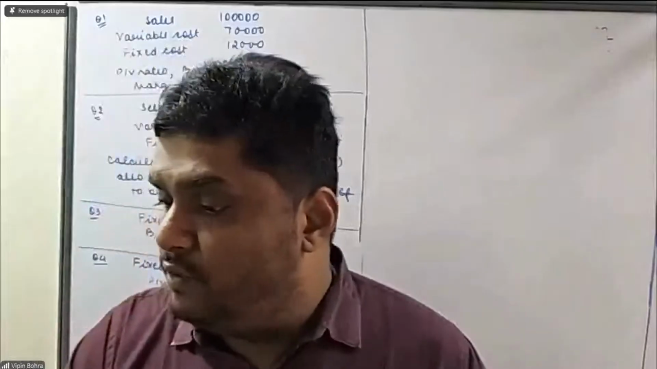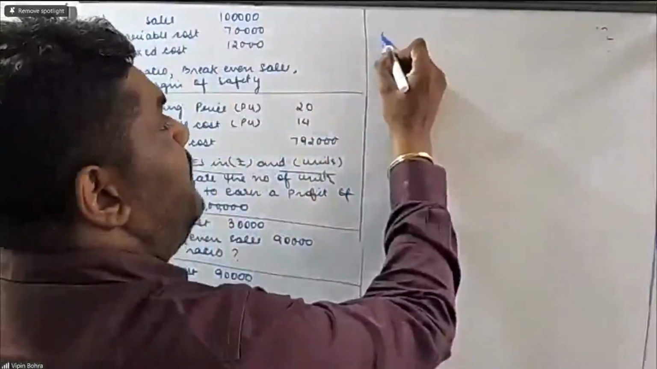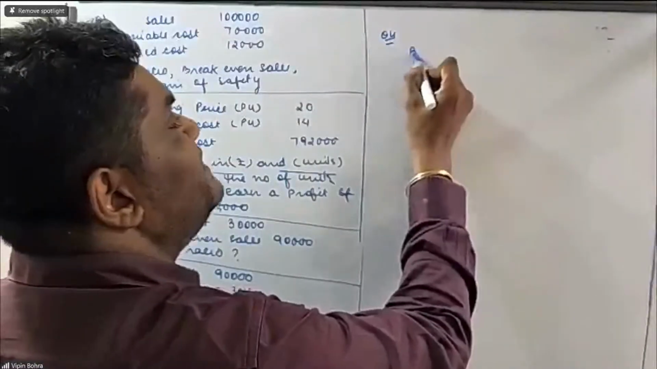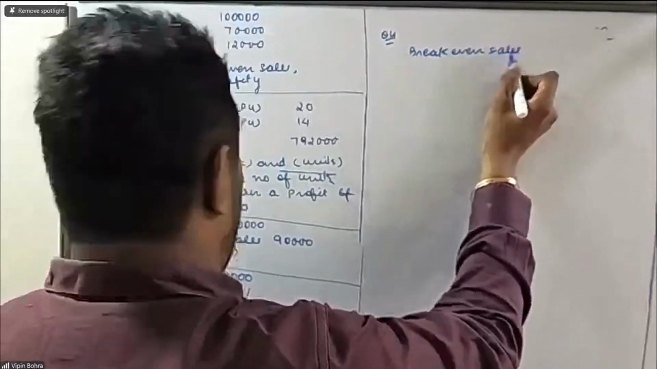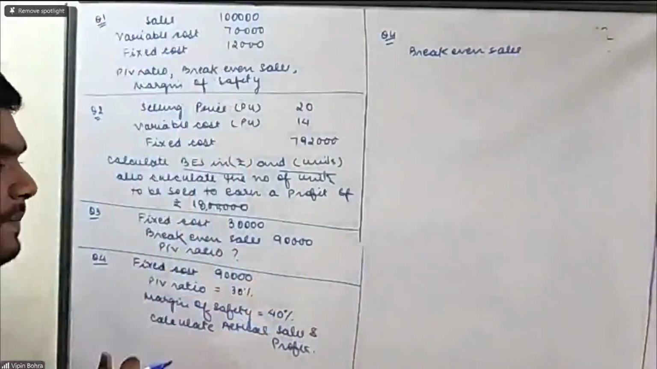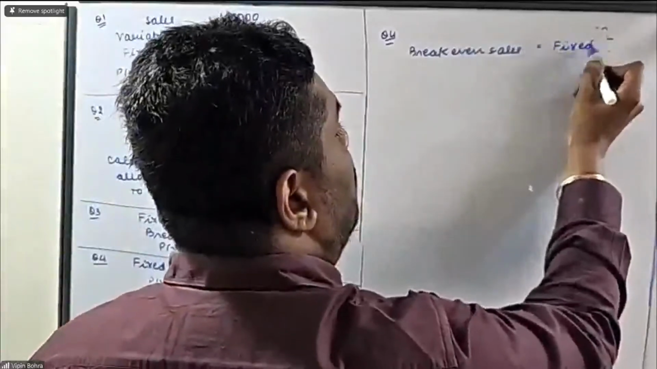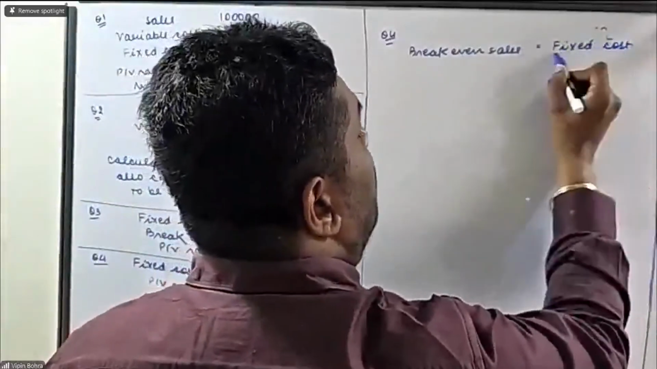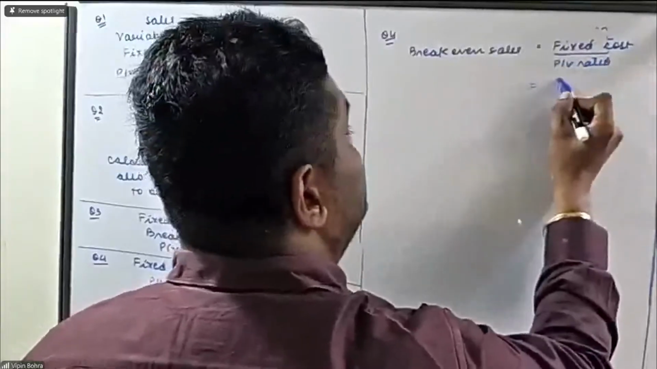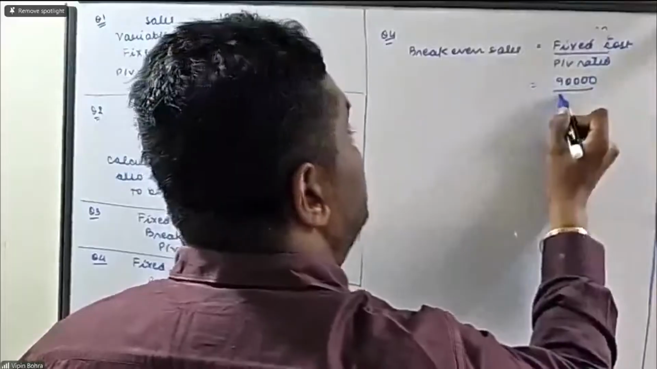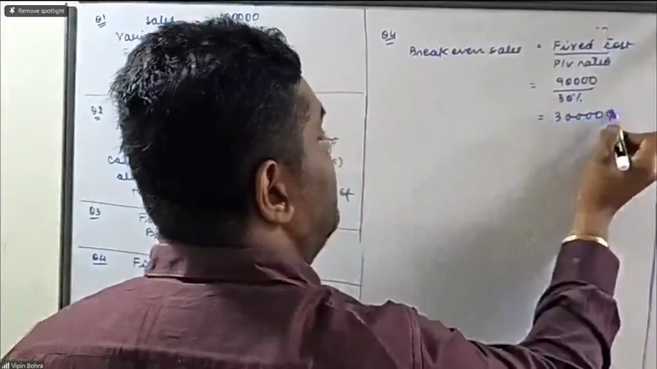So let's start with this question. Question number 4. See, in question number 4, we can easily calculate break-even sales. That is fixed cost divided by PV ratio. My fixed cost is 90,000 divided by PV ratio is 30%. So my break-even sales is 3 lakh.